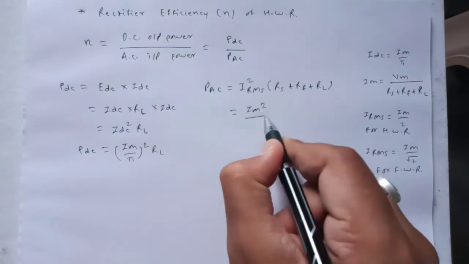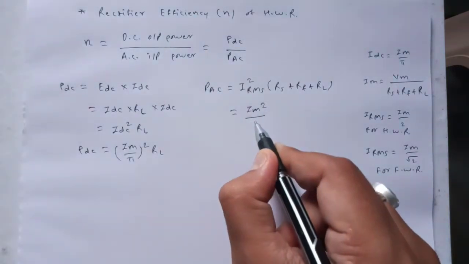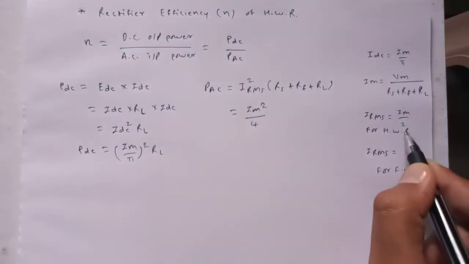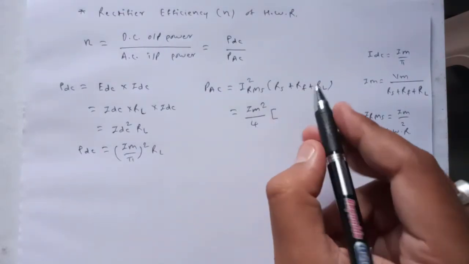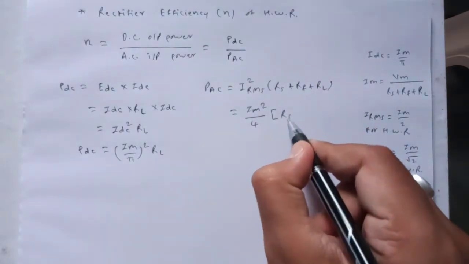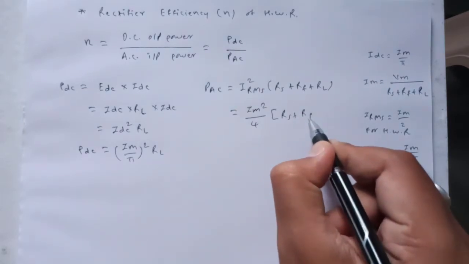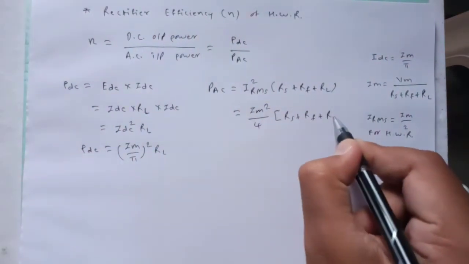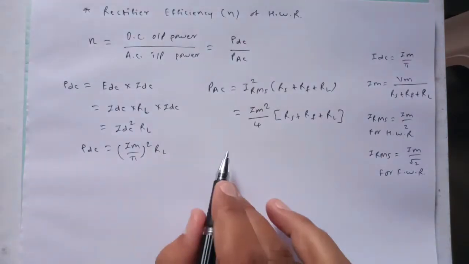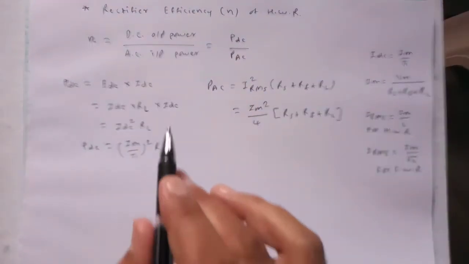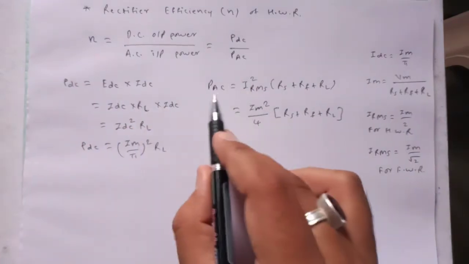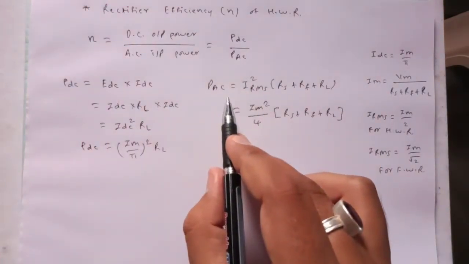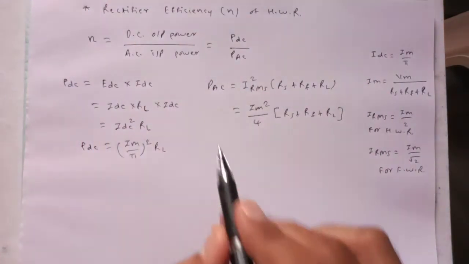Now putting this value here, we get the equation for PAC equal to Im squared divided by 4, because this 2, being squared, becomes 4, and the resistances remain as they are: Rs plus Rf plus RL. So now we have the equations for the DC power available at the output of the rectifier, and the AC power given as input to the rectifier.